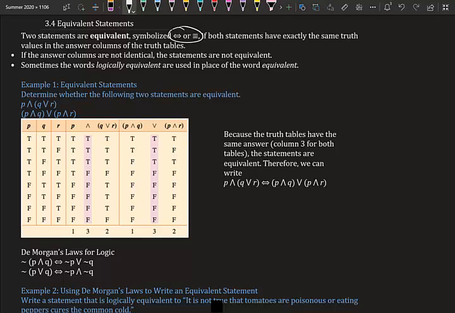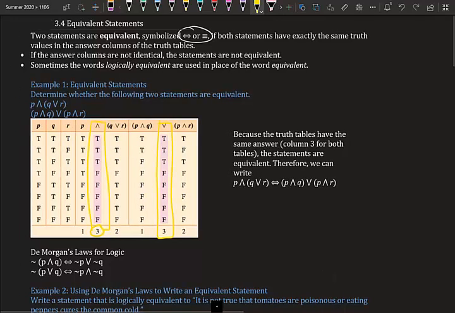if both statements have exactly the same truth value in the answer column of the truth table. If the answer columns are not identical, the statements are not equivalent. Sometimes the words logically equivalent are used in place of the word equivalent. So what we're talking about is that our final answer column, they match. If the answer columns match, they are equivalent. Because the truth tables have the same answers, column 3 for both tables, the statements are equivalent.